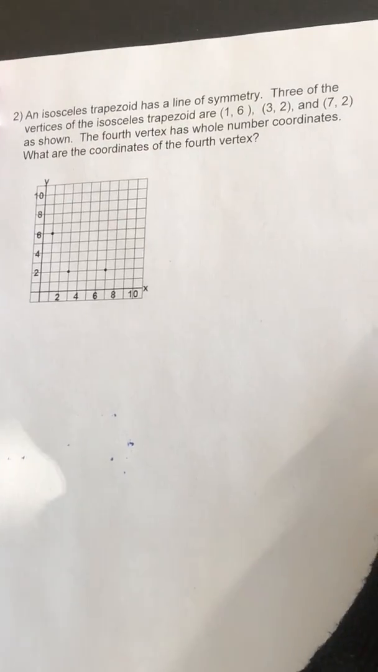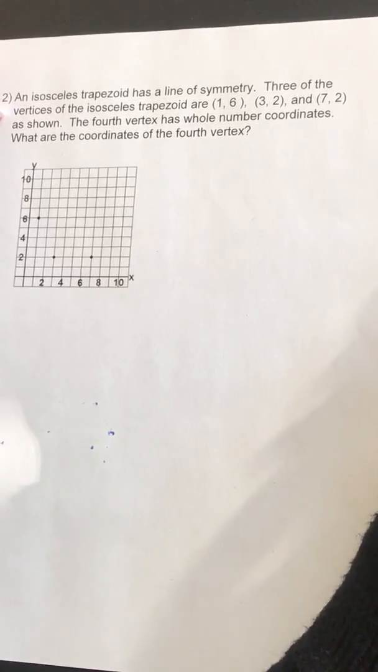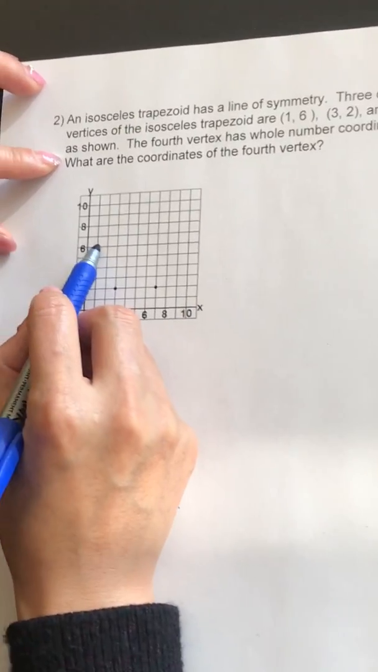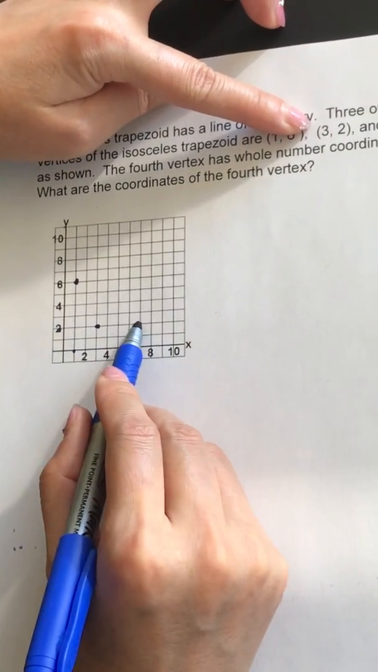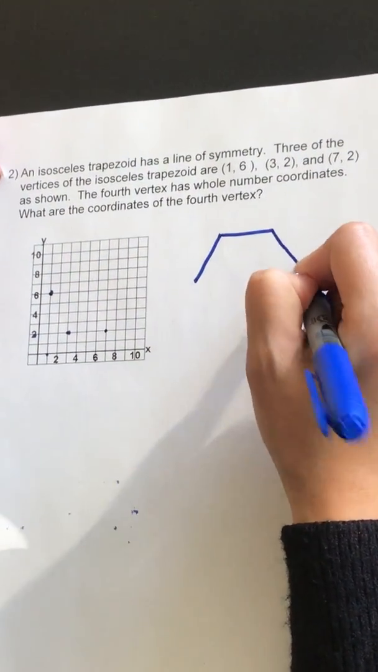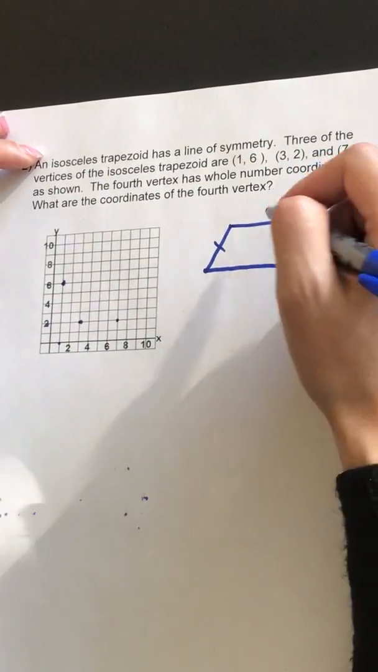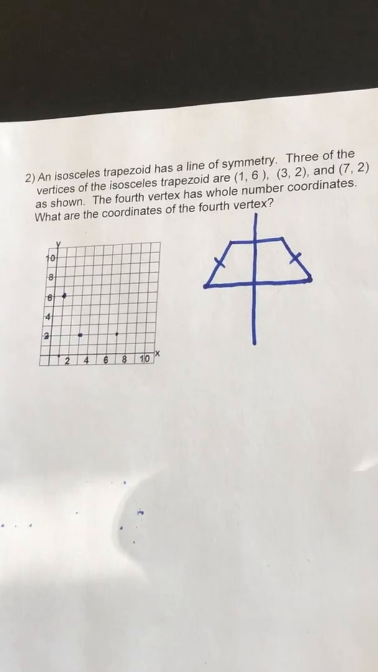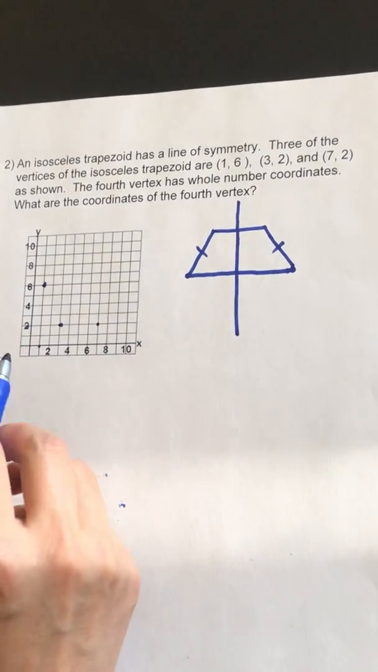2. An isosceles trapezoid has a line of symmetry. 2 of the vertices of the isosceles trapezoid are (1, 6), (3, 2), and (7, 2), as shown. What is an isosceles trapezoid? Isosceles means the two sides are identical, so the symmetry goes in the middle. Now we need to find the fourth vertex. The vertex has whole number coordinates.